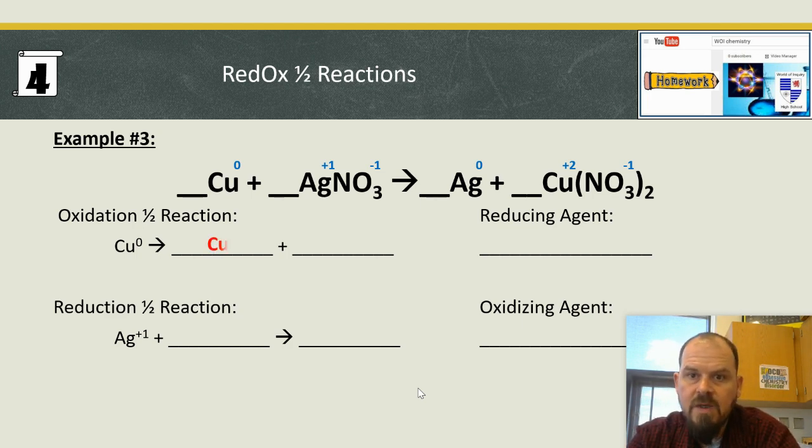Cu0 goes to Cu +2 on my product side. Notice the arrow's still in between those two. And then how many electrons did I lose? Well, from 0 to 2, I lost 2 electrons. My reducing agent is Cu0. Finishing out my Ag half reaction, I got a +1 going to Ag0 on the product side. I gained 1 electron. See, one lost 2, one gained 1. That's a problem.